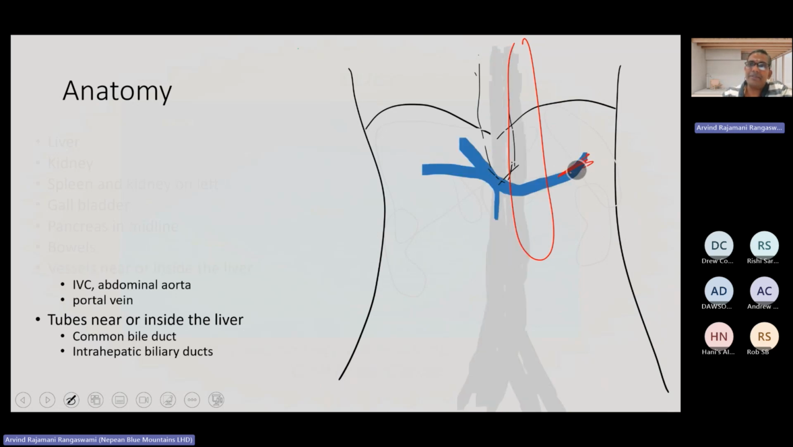Then you have the portal venous system. Starting from the spleen here, you have the splenic vein, and the superior mesenteric vein joins. That becomes the portal vein, and that branches off.